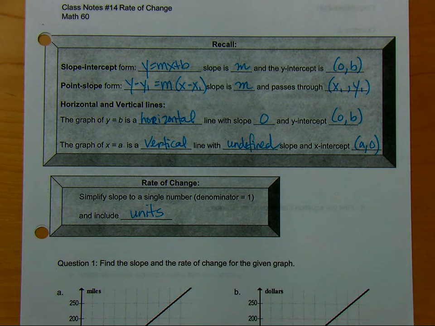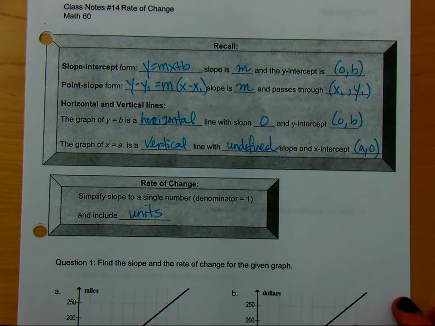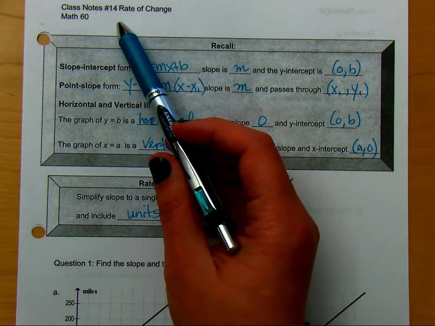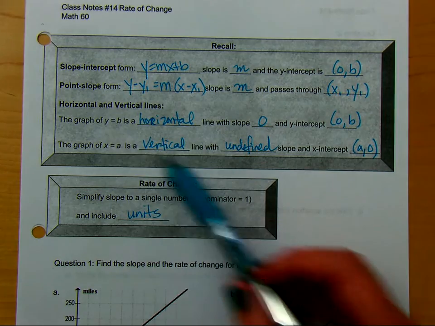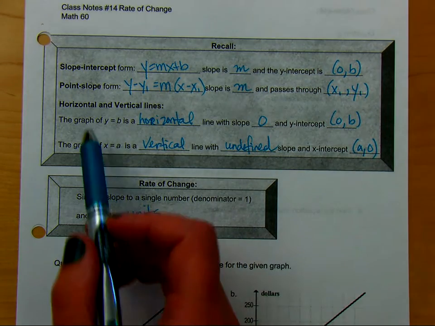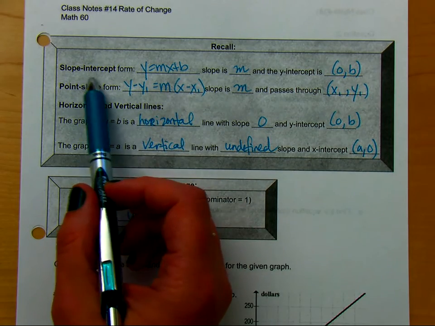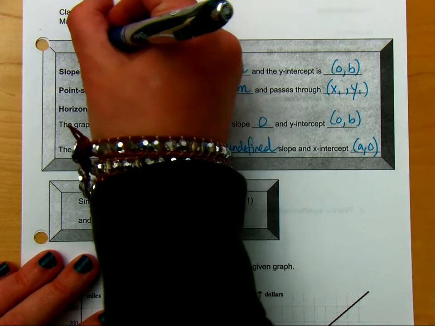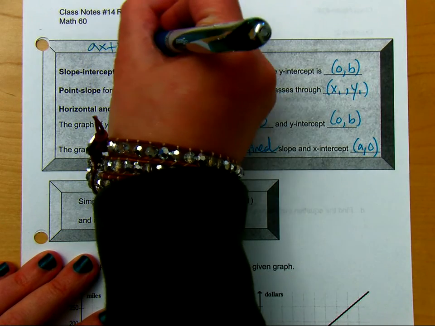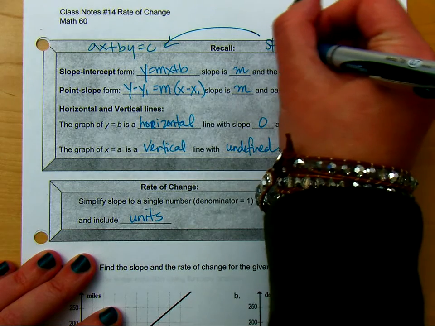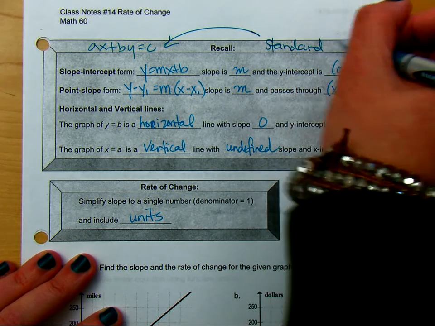Okay, starting with our last set of lessons in lesson 14, we're just looking here at a bit of review of everything we've learned about lines. So we have slope y-intercept form. Actually, one thing we could add on here is ax plus by equals c. We call that standard form.